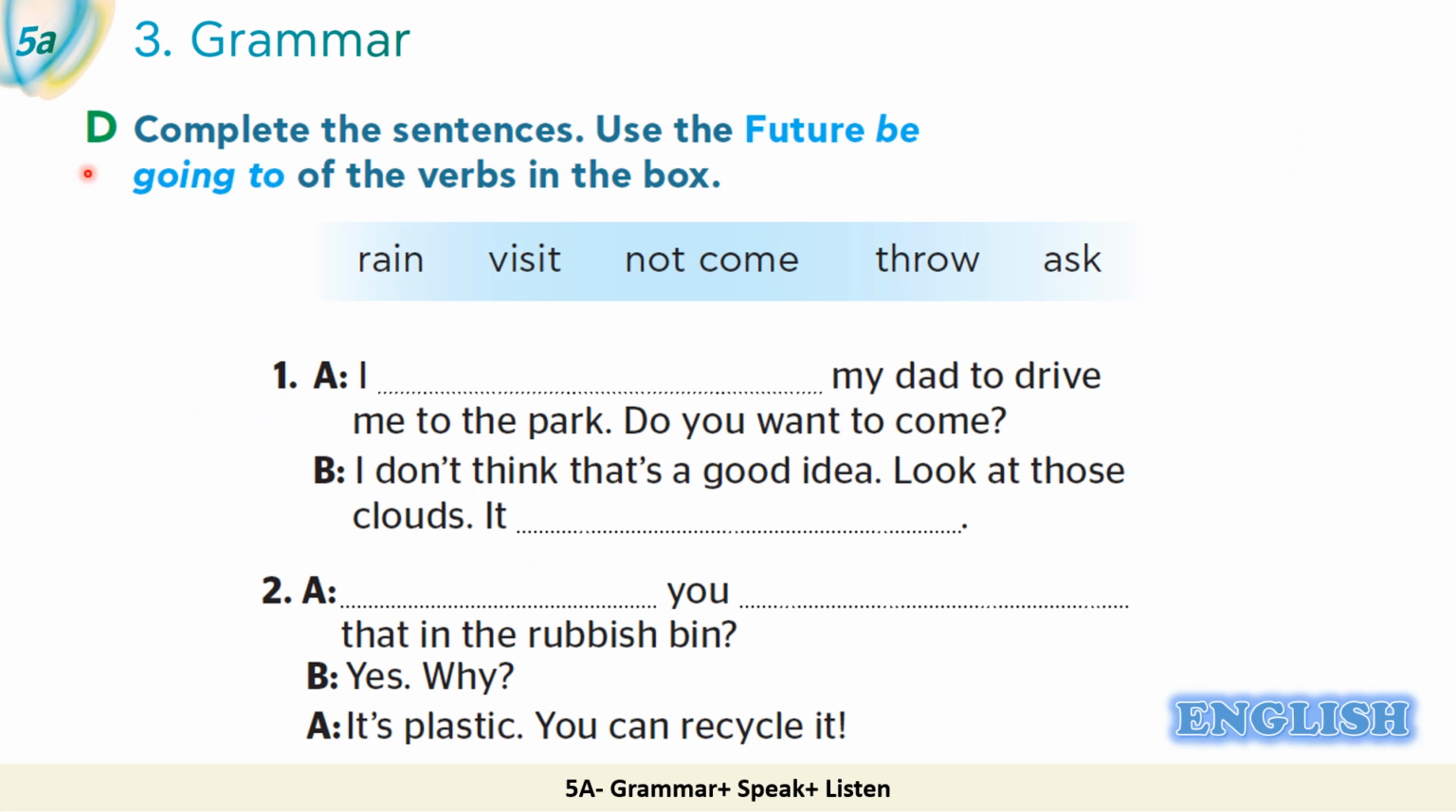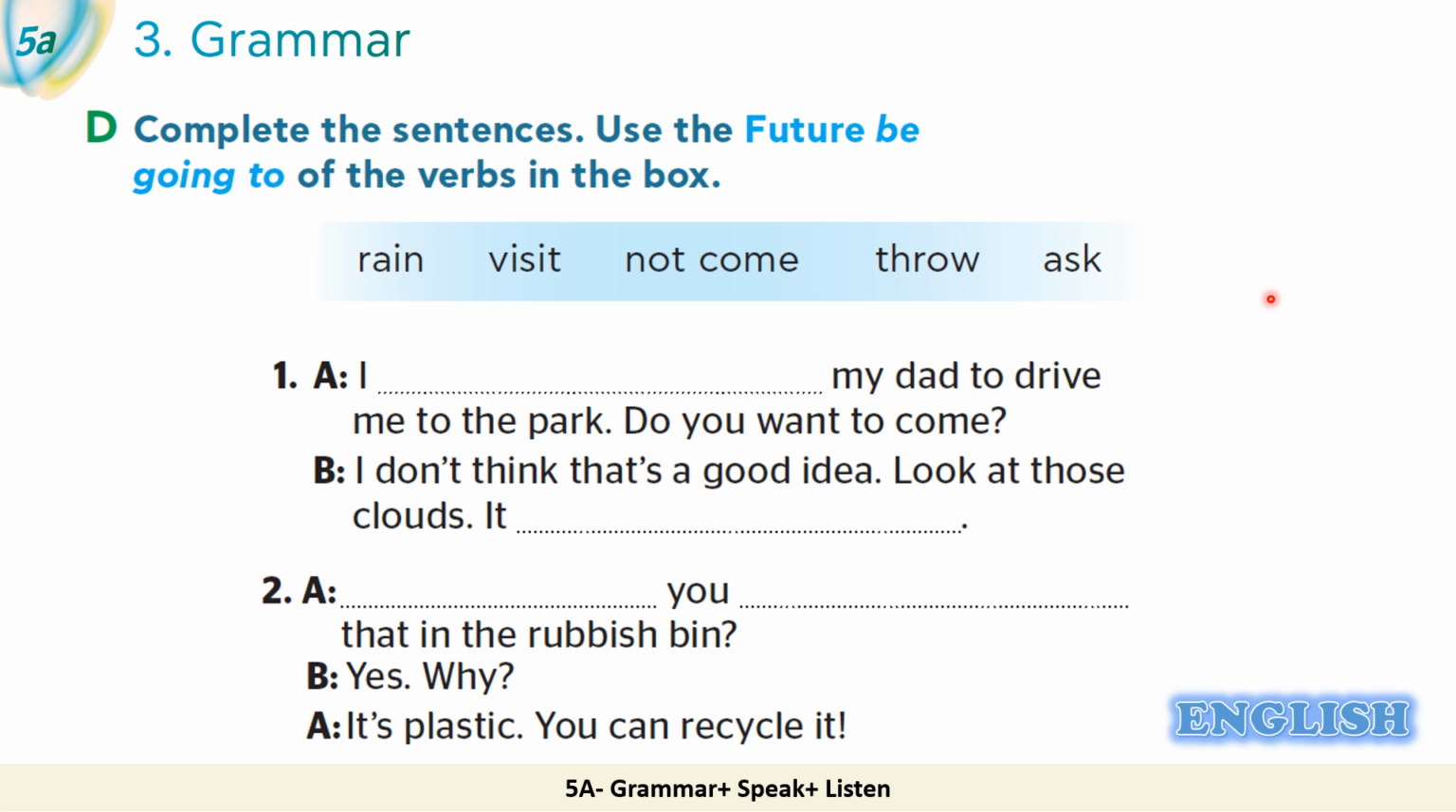Let's move to exercise D. Complete the sentences. Use the future be going to of the verbs in the box. Let's read the verbs. Rain, visit, not come, throw, ask. Now you can pause the video, complete the task, then come back and check your answers.